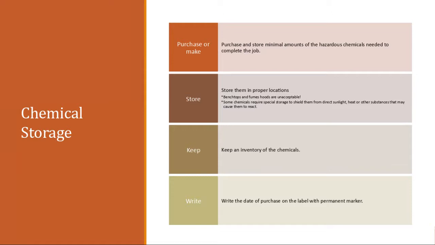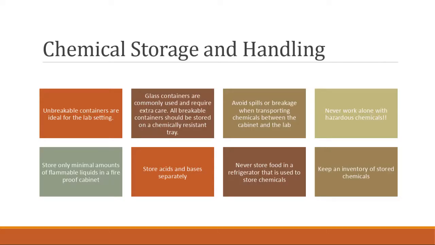Some chemicals require special storage, which means they have to be shielded from direct sunlight, heat, or anything else that might cause them to spontaneously react. Keep an inventory of chemicals. That's a very good way of knowing what you have and what you don't. And then it's always important to write down the date of the purchase when you receive the chemicals you ordered.